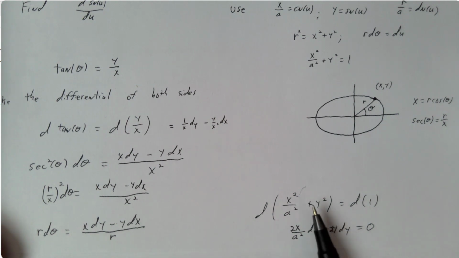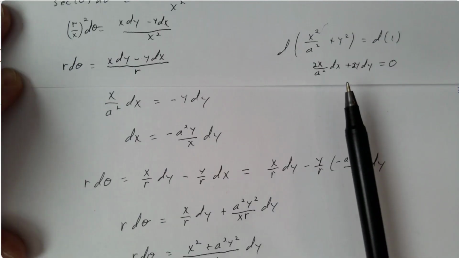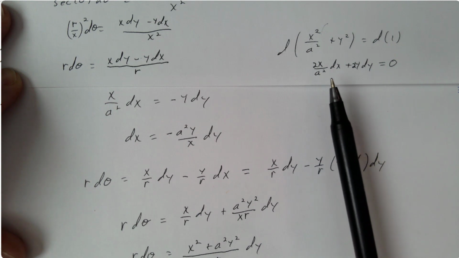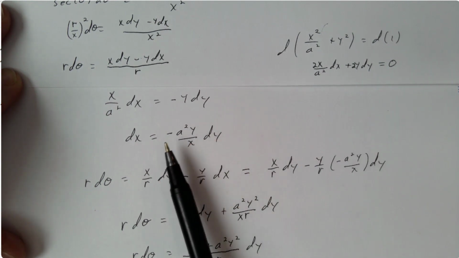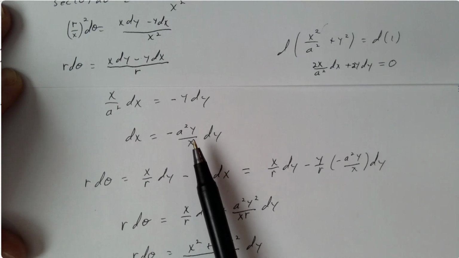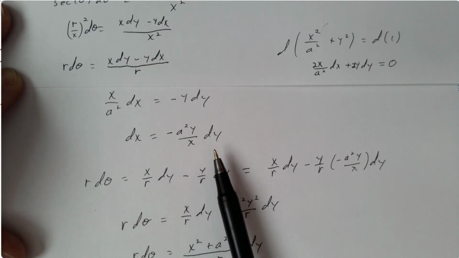We'll go back to the equation of the ellipse. Take the derivative of both sides here. We'll get 2x over a squared dx plus 2y dy equals 0. So I guess it's kind of a differential there. So solving for dx, I just cancel the 2's, move the y term over, flip, multiply. So we've got dx in terms of dy.